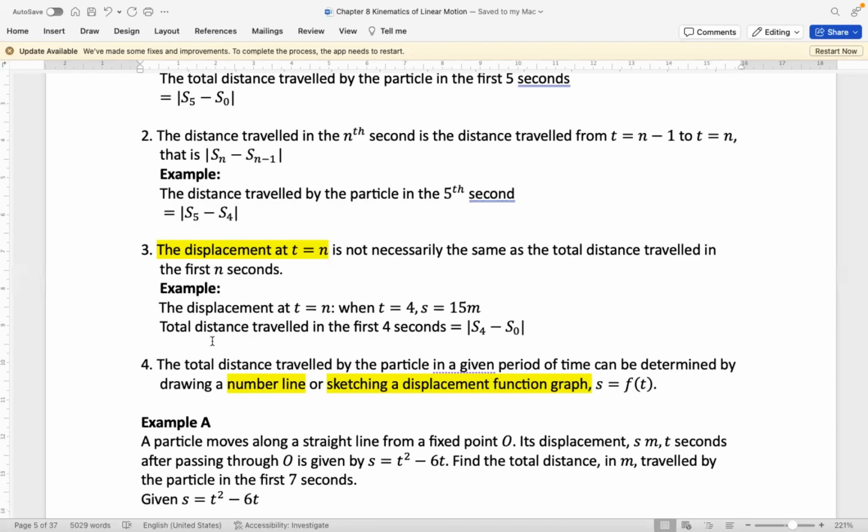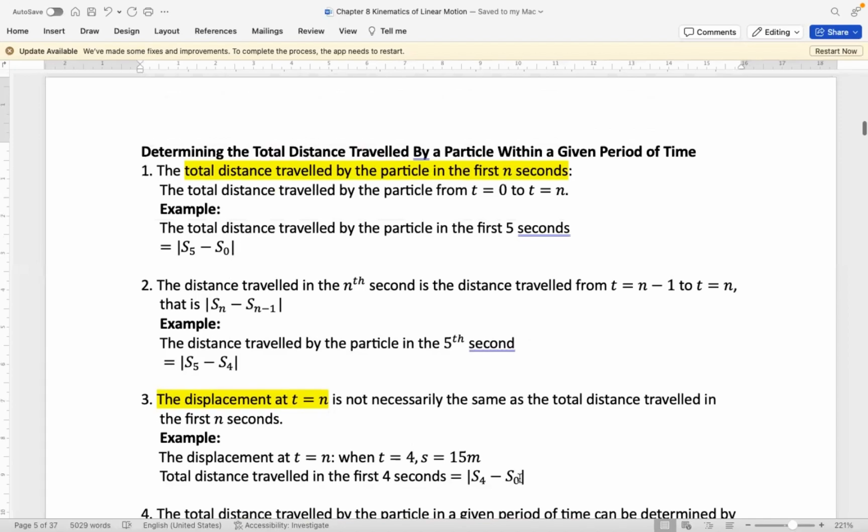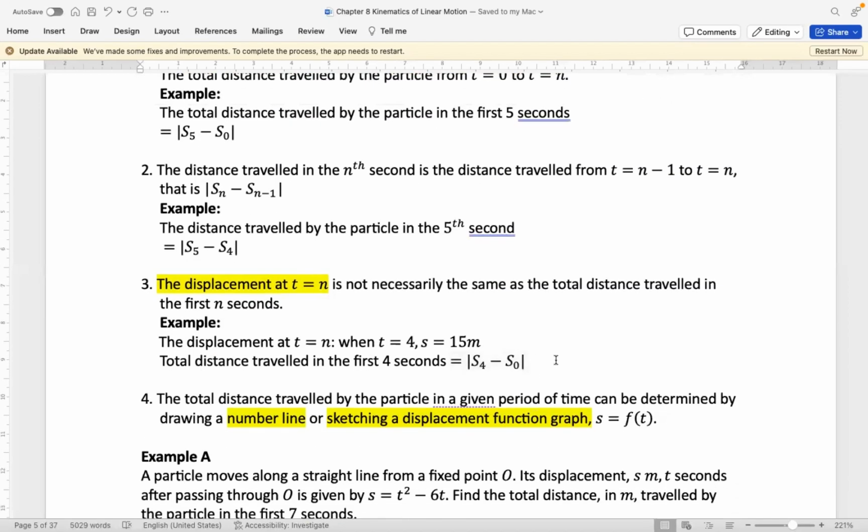Okay, whereas for another question, let's say they say, find the total distance traveled in the first 4 seconds. Just now was the answer of s when t equals 4. Now it is the total distance in the first 4 seconds. Your working will be modulus of S4 minus S0, like just now, the first one. And the answer may not be 15. Let's say here the answer is 15 minus, maybe S0 is 4. So you will have 15 minus 4, answer 11. So their answers may not be the same.